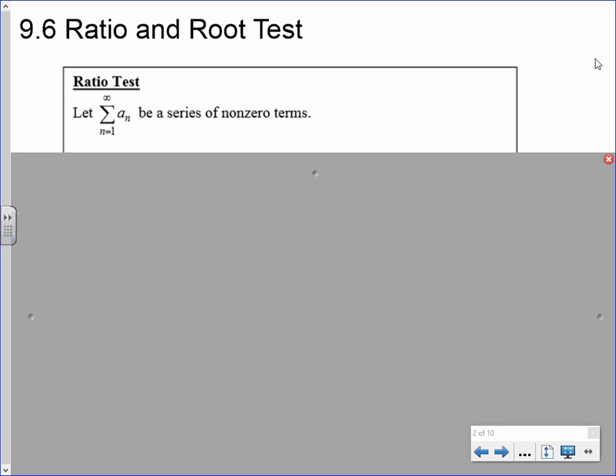The ratio test, Mrs. Holman's favorite. Why is it your favorite? I don't know. I like it. You really think that I would choose the hardest one to like the most? Yeah. Okay. Fair enough. You're a math teacher. I am a math teacher.